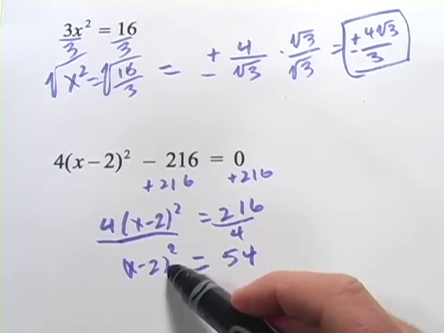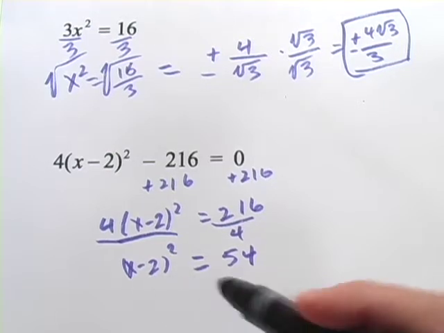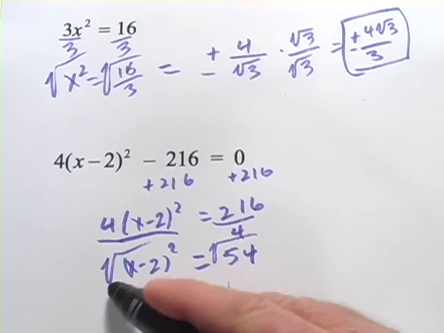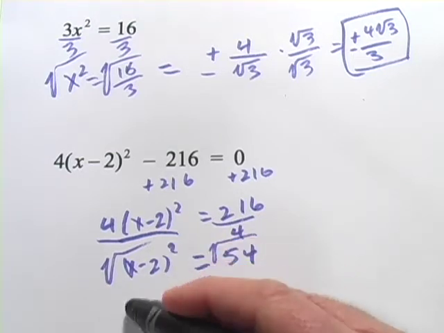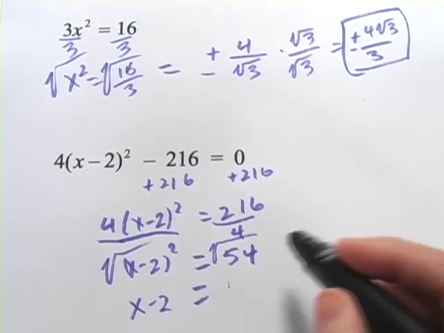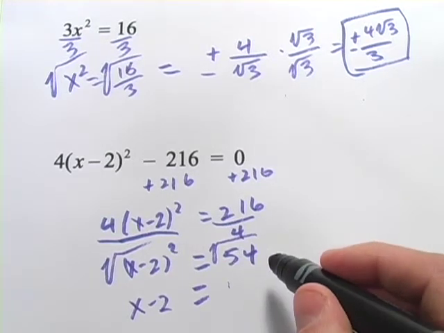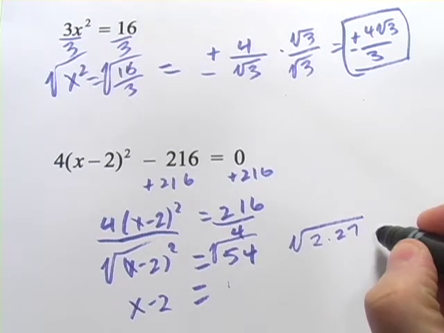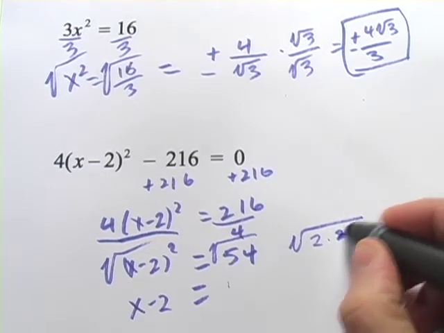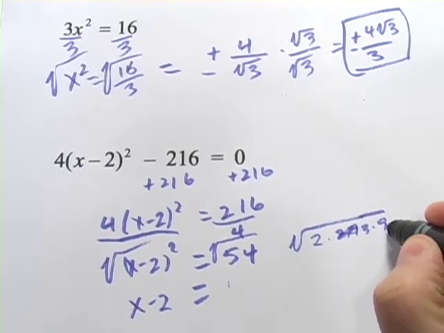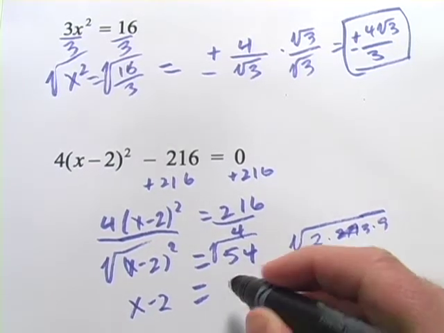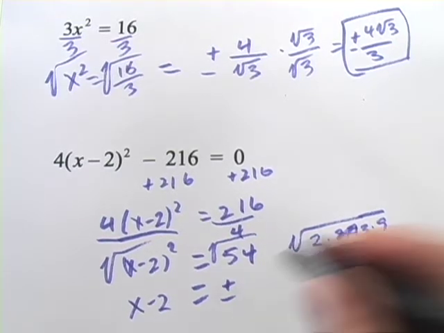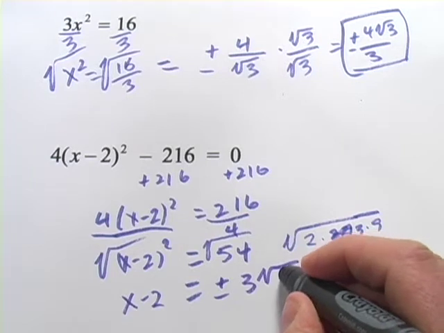And at this point we've got it down to the quantity squared, so this is where we take the square root of both sides. So the square root of (x minus 2) squared is just going to be x minus 2. And over here, we have the square root of 54. I think 54 is 2 times 27, which is 3 times 9. So we could pull out that 9 and we would get 3 times the square root of 6. But remember, this is going to be plus or minus because we just took the square root there. So this is plus or minus 3 times the square root of 6.